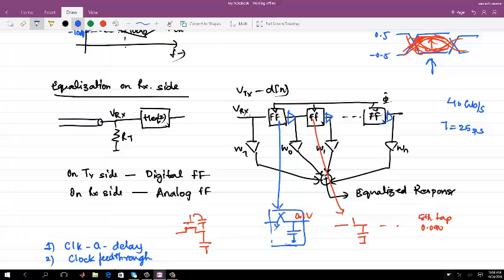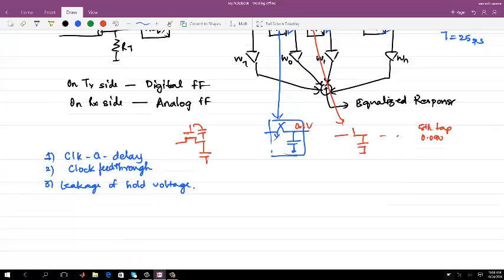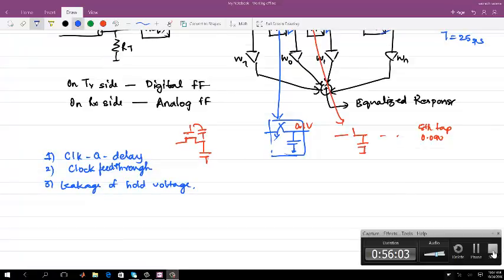Okay, so I think from next time we will see more of an analog kind of equalization on the receiver side. Let me stop here.